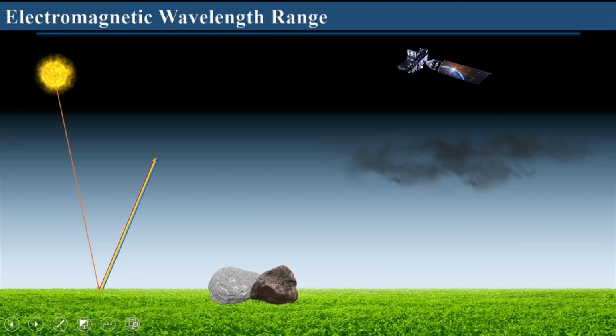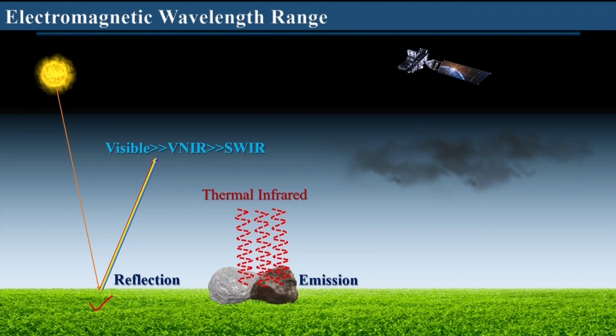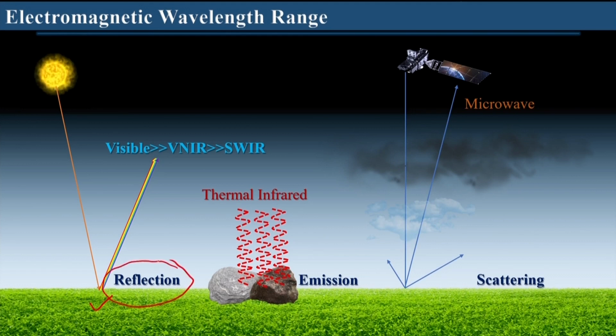Here the sun is our source of energy, which is illuminating our surface, right, and then it is getting reflected. And here you have three different phenomena happening. If we talk about the reflective domain, in the reflective domain basically we consider 0.4 to 2.5 micrometer. This is the wavelength range where we can measure the reflected energy from the surface.